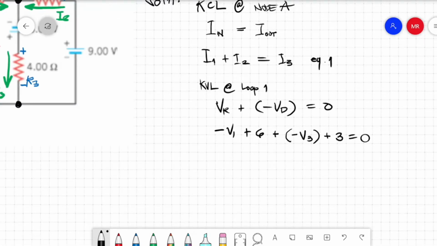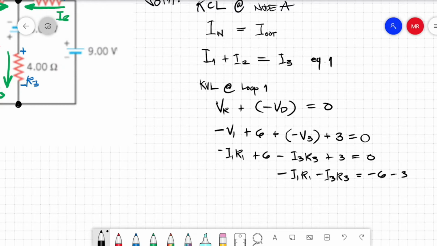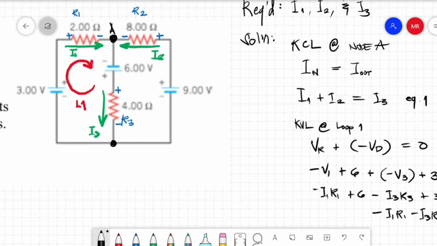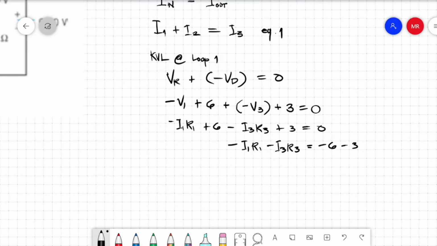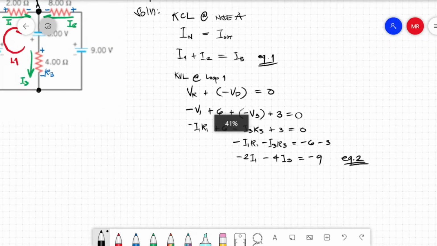Okay, simplifying our equation: negative V1, which is the product of I1 R1, plus 6, minus I3 R3, plus 3 equals 0. So this is negative I1 R1 minus I3 R3 equals negative 6 minus 3. R1 is 2 ohms, R3 is 4 ohms. So this will be negative 2 I1 minus 4 I3 equals negative 9. Let this be our equation number 2. We already have our equation number 1, so let us create another equation.